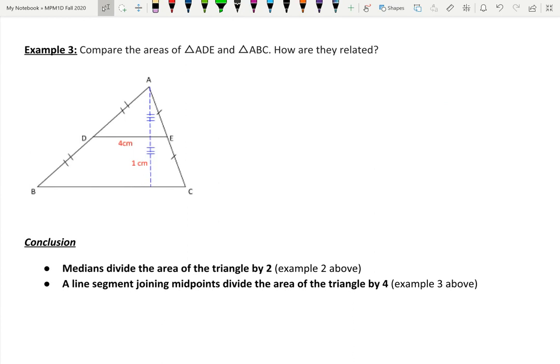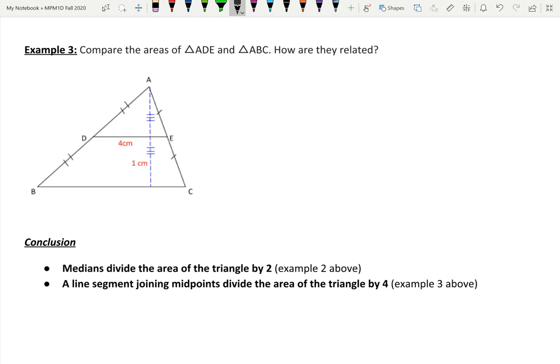All right, so with this one, we are going to compare the areas of triangle ADE to triangle ABC. So why don't we find the areas of both triangles?